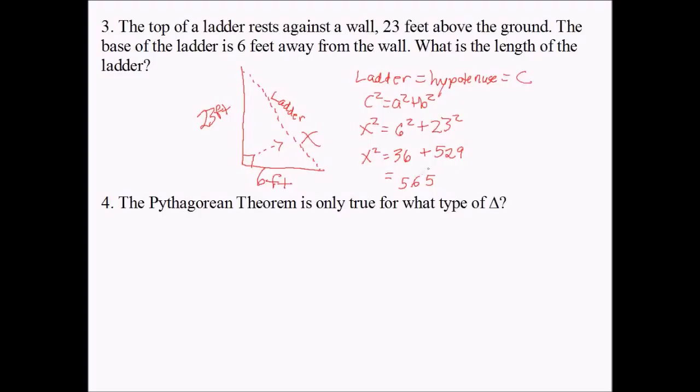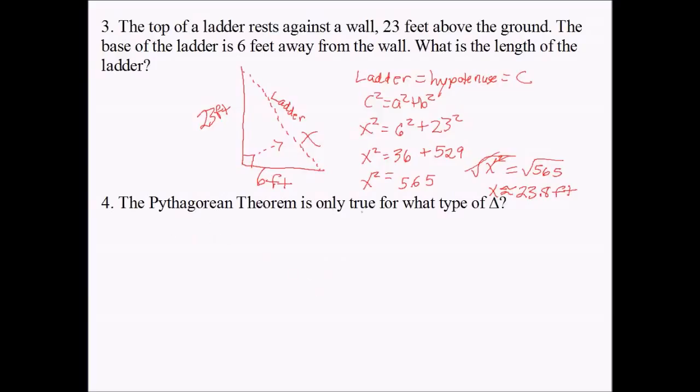And so now that I have x squared equals 565, we want to get rid of this square in front. So this is going to be the square root of x squared, and cancel these out, which is equal to the square root of 565. Now remember, I didn't ask for simplest radical form, so you just have to plug this in the calculator. So x is going to be approximately 23.8 feet. Okay, so the ladder is about 24 feet long.